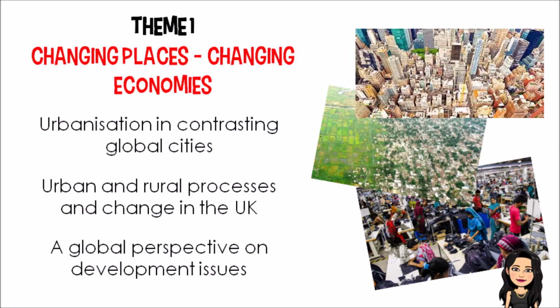Your second topic within this theme is called Urban and Rural Processes and Change in the UK. And this is where you investigate urban changes in the UK in relation to population distribution, as well as changing retail patterns and changes in housing quality. Then within this theme, you move on to looking at a global perspective on development issues, where we focus on development data and how countries are classified using different levels of development, before moving on to looking at the idea of globalisation, trade and aid.